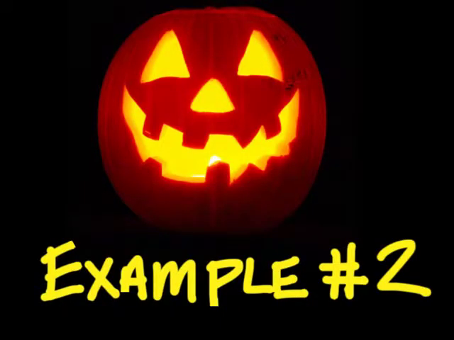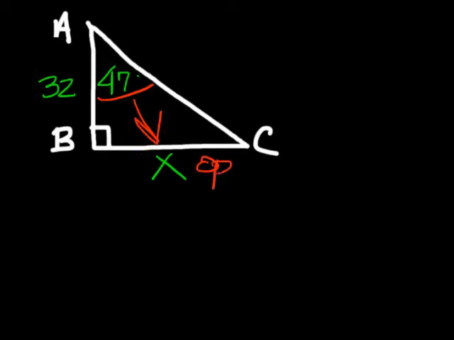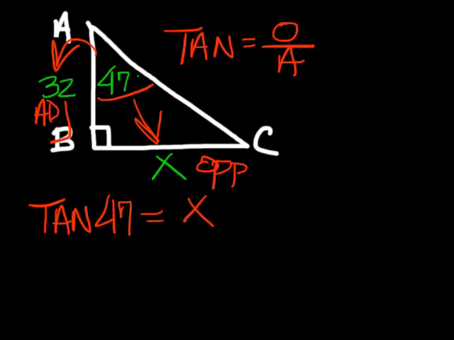Example number 2. Just like the other one, this is x, this is 32, and the angle is 47. Label the triangle first. This is your angle. What is this side across from it? Opposite. And what is this side beside it? Adjacent. Opposite and adjacent are going to be tangent. So tangent 47 degrees equals opposite x over adjacent 32.